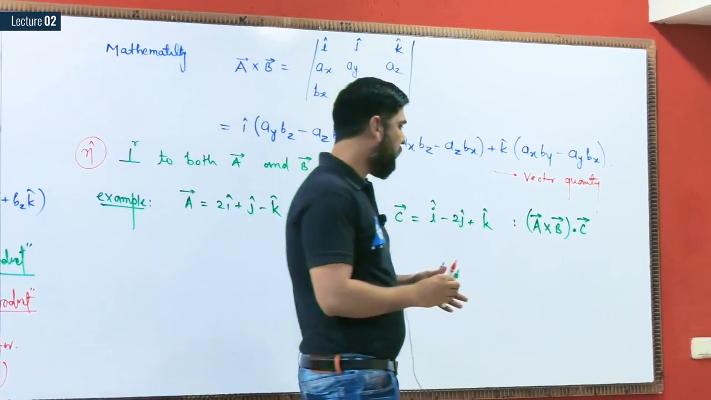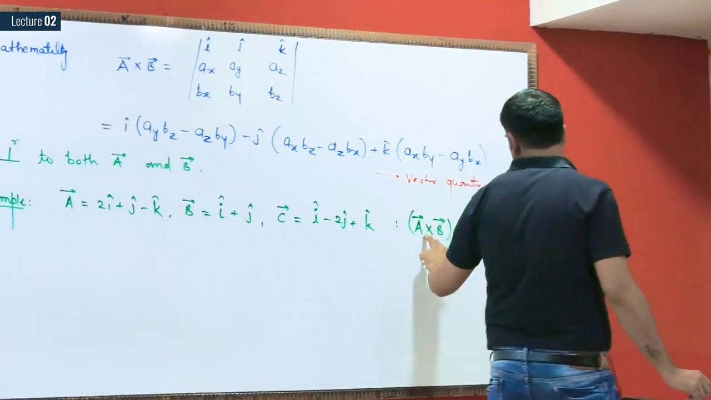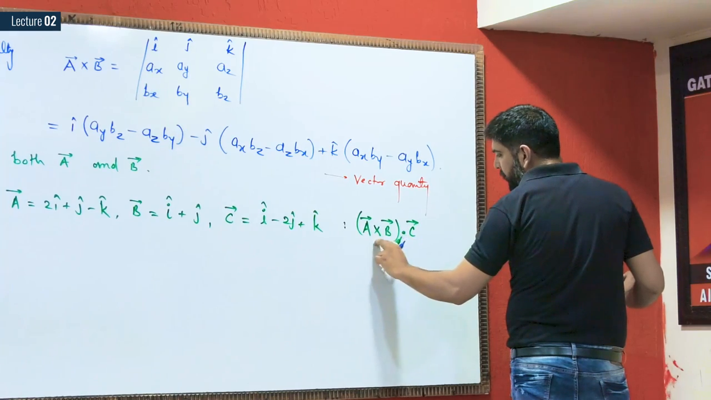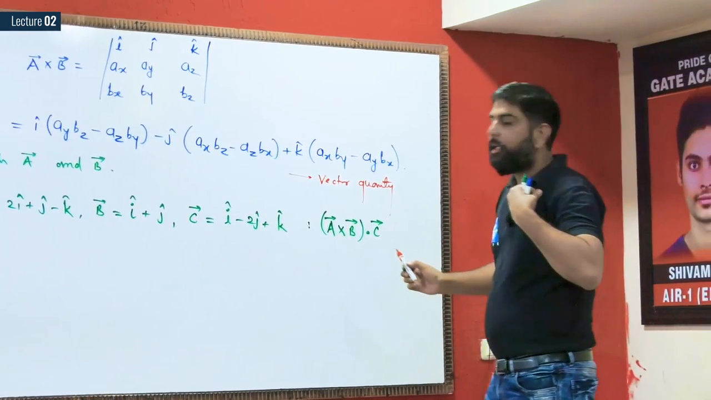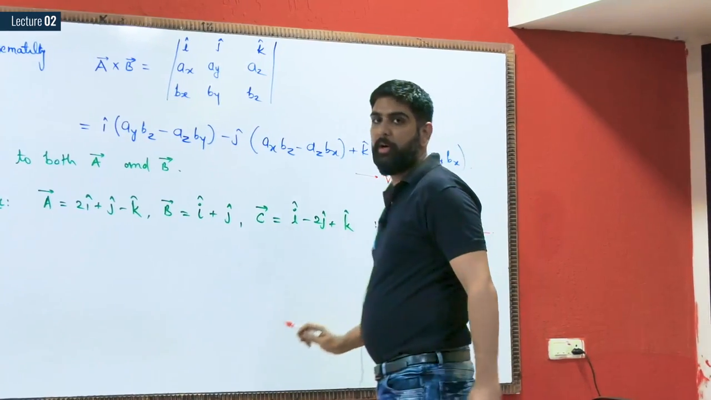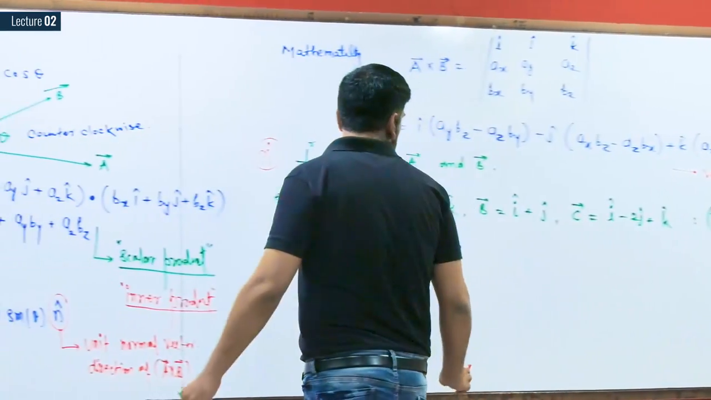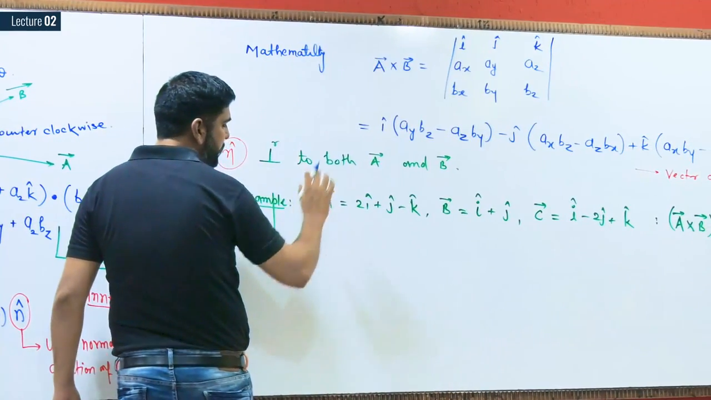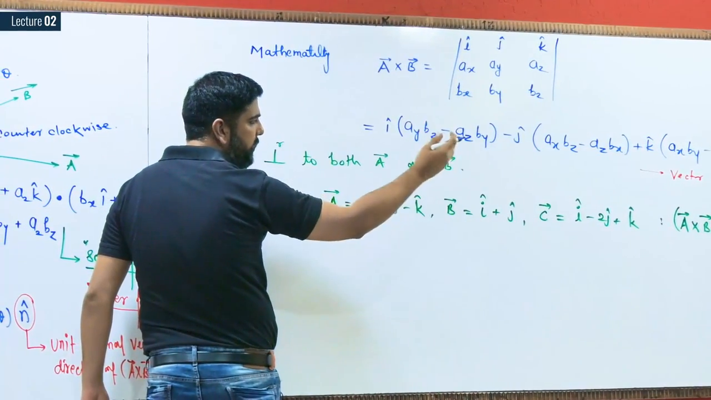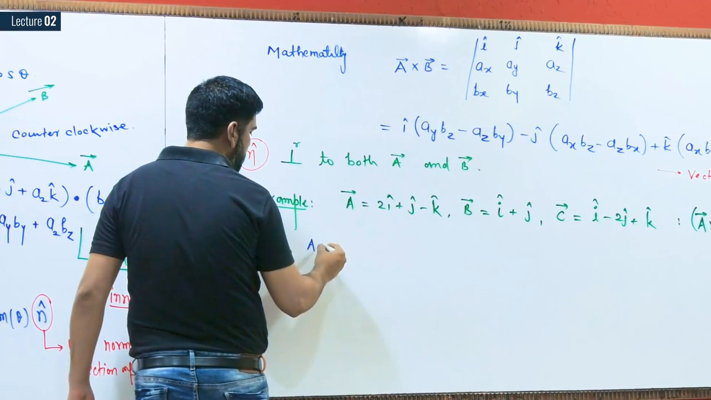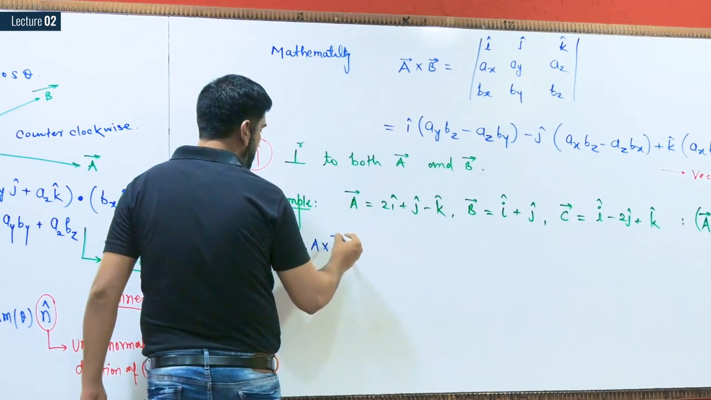A cross B is a vector quantity, and C is a vector quantity. Then the dot product is a scalar quantity, so we'll have a number. So first of all, we need to calculate A cross B. This is the example so that we can have cross product and dot product simultaneously.